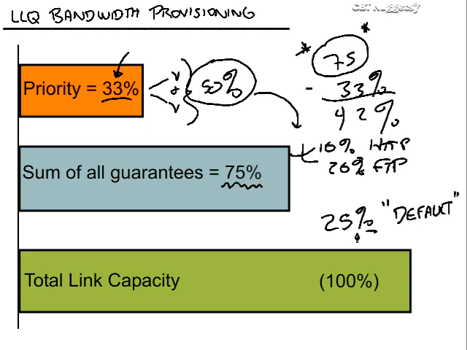Cisco says you should leave at least 25% for the everything else category because there may be some application you're not sure about that somebody needs to be using for some sort of business requirement that you didn't specifically allocate bandwidth for. That's known as the default class. So this is the best method that you should be using to divide up your bandwidth when you're provisioning your links.